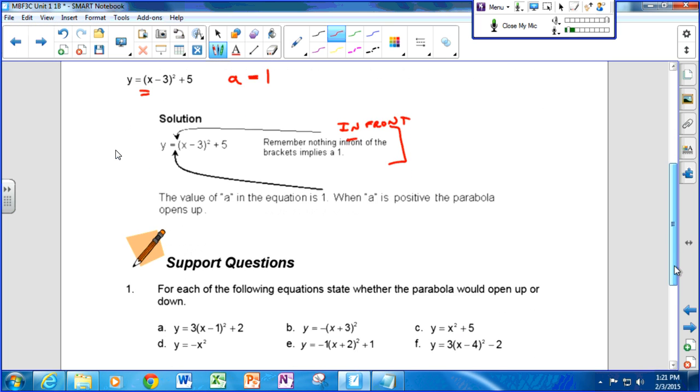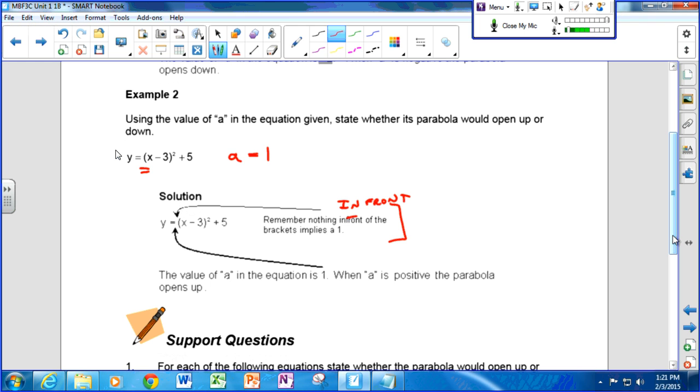Now, one of the things we talked about yesterday was that if you had the same thing, but there was a negative sign in front of the brackets, x minus 3 squared plus 5, a negative sign in front of the brackets implies a negative 1 right there. So watch out for cases like that, because those are the tricky ones, and they'll throw them in the questions, in the key questions, in the support questions to kind of trick you. But once you're onto it, it'll be fine. You'll be able to notice it right away.